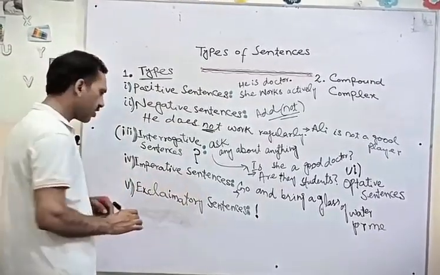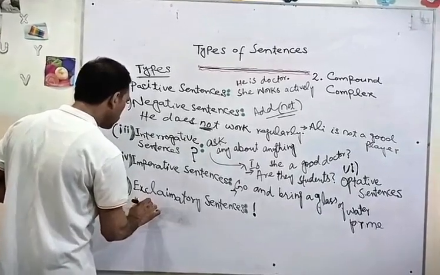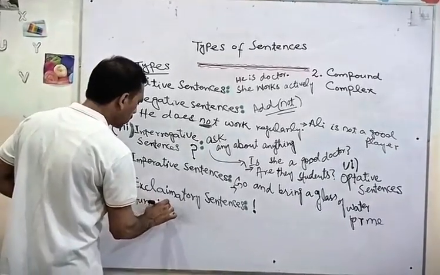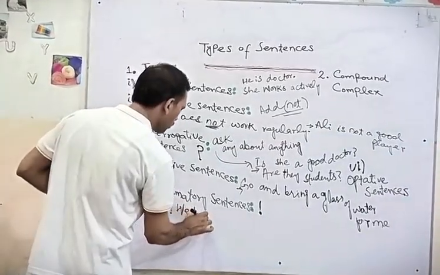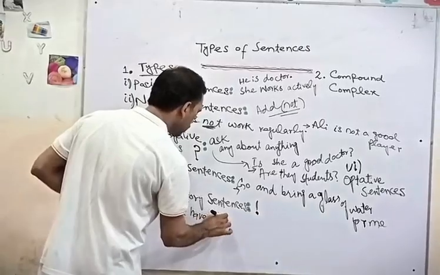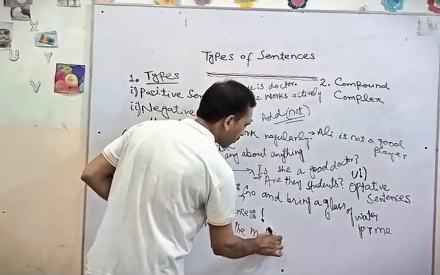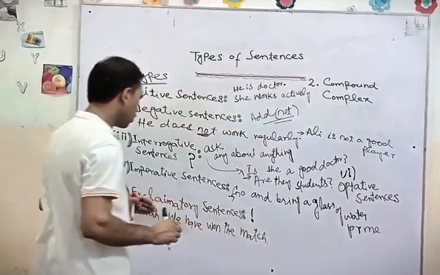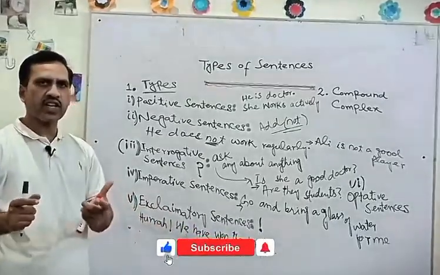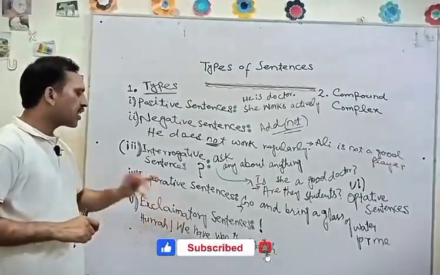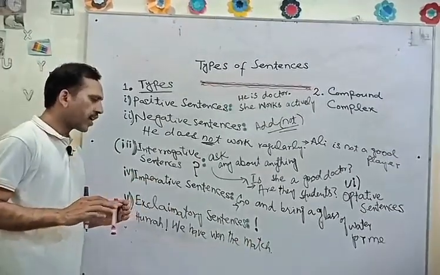We can say, hurrah, we have won the match. So this sentence, hurrah, we have won the match, is a type of exclamatory sentences. Exclamatory sentences express something like sadness.